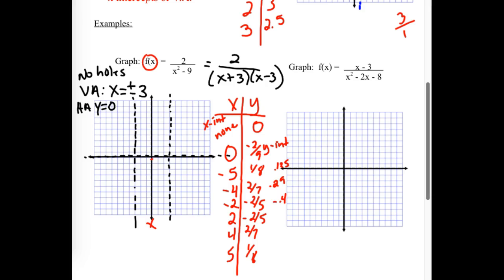Okay, so let's go ahead and plot those points. So at -5, I'm only up an 1/8. Okay, and at +5, I'm up an 1/8. -4 and +4, I'm up almost to a third, not quite. And then 2s and -2s, I'm down about -0.4. Okay, so it's filled it in a little bit more for me.